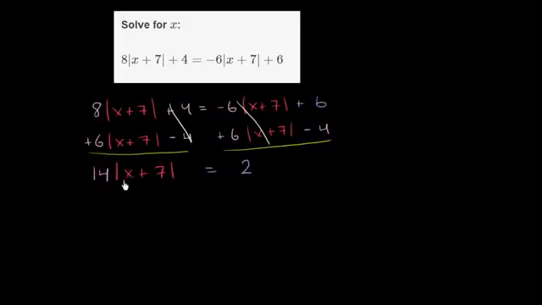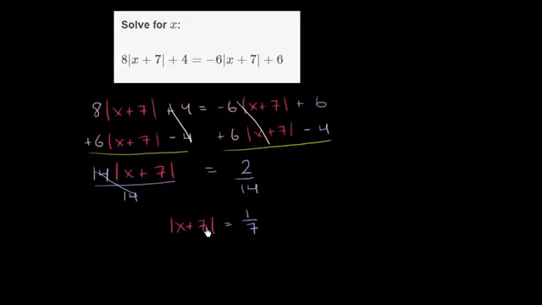Now, just as promised, we want to solve for the absolute value of x plus 7. So let's divide both sides by 14 to get rid of that coefficient, the thing that's multiplying the absolute value of x plus 7. So we'll divide both sides by 14, and we are left with the absolute value of x plus 7 is equal to 2 over 14. They're both divisible by 2, so this is the same thing as 1/7. So just as promised, we have now solved for the absolute value of x plus 7, but we really need to solve for x. So how can we reason through this?